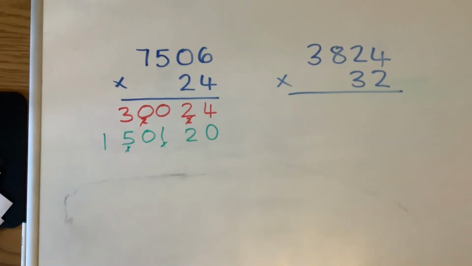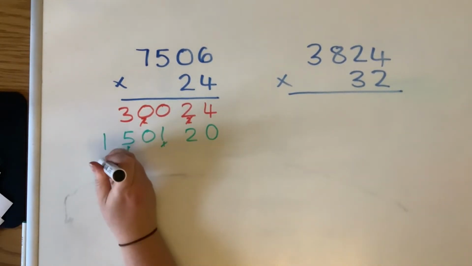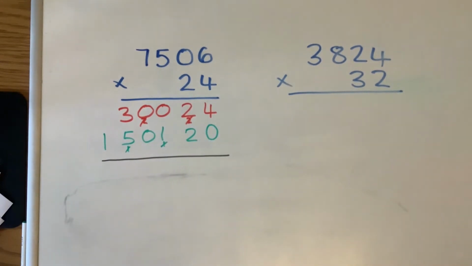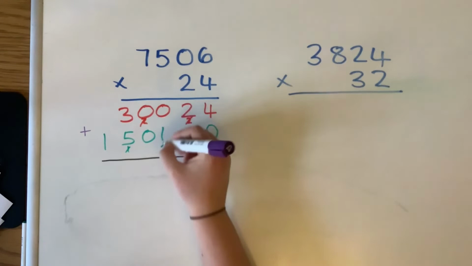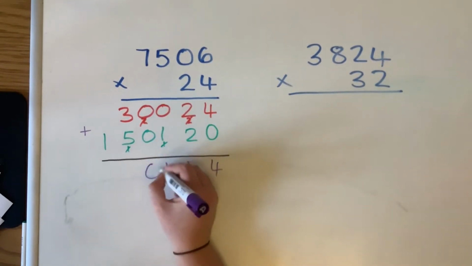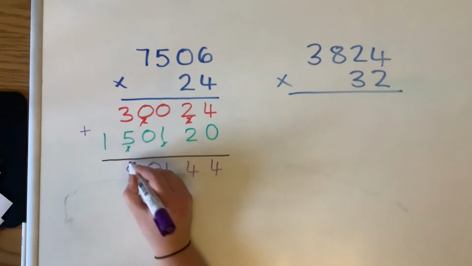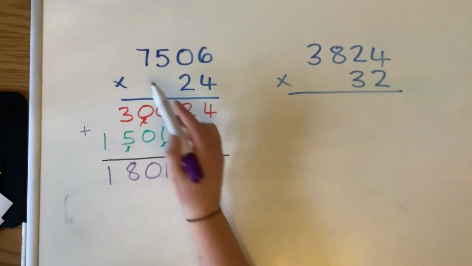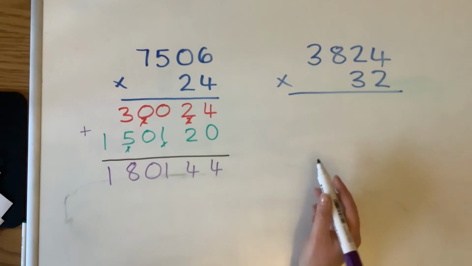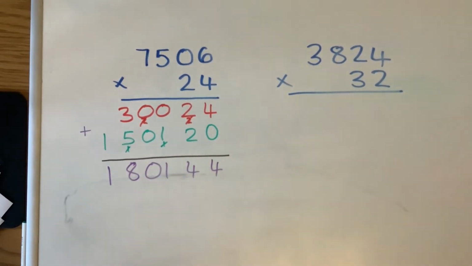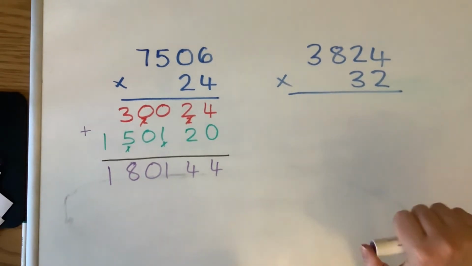Okay, and then obviously my final step, once I've multiplied the two numbers together, is to add them up. So 4 add 0 is 4, 2 add 2 is 4, 0 add 1, 1, 0 add 0, 0, 3 add 5, 8, and 1. Okay, so the answer to 7,506 multiplied by 24 is 180,144.